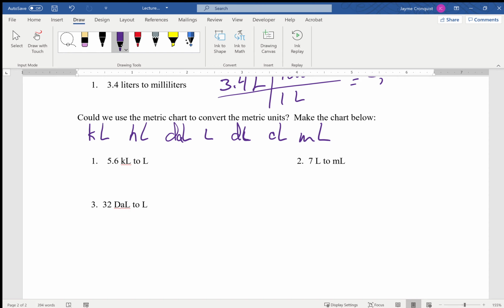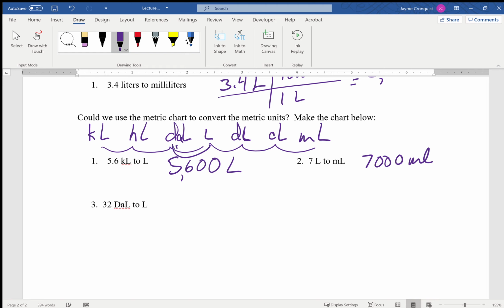5.6 kiloliters to liters. 1, 2, 3. 7 liters to milliliters. 1, 2, 3. So we have 7, 1, 2, 3 milliliters. Deciliter to liter is just 1 unit. So if I have 32 deciliters, I have 3.2 liters. Okay, and that's the end of section 2.